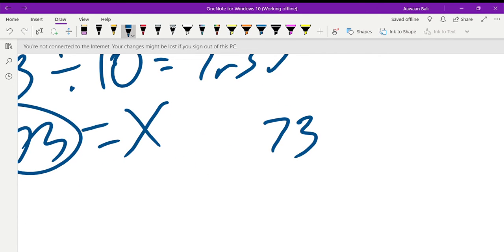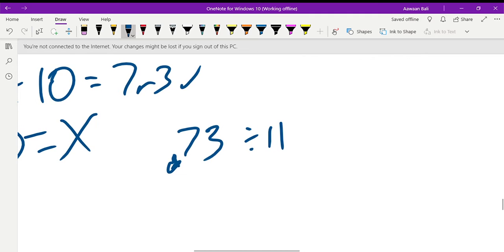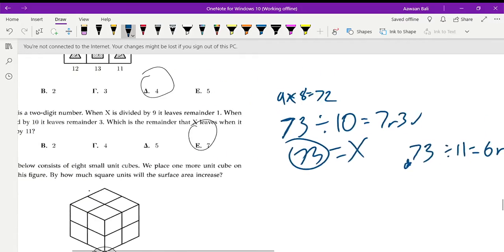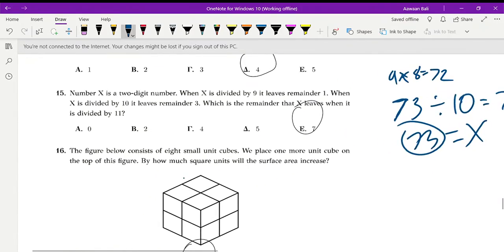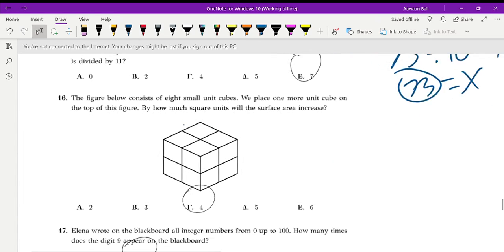So 73 divided by 11. It's definitely not bigger than 77, but it's definitely bigger than 66, which means you can say that's 6 remainder, and then 73 minus 66 is 7. So we know we would put the remainder 7, and therefore the answer to question number 15 is option 7.